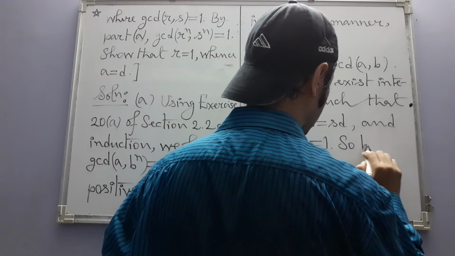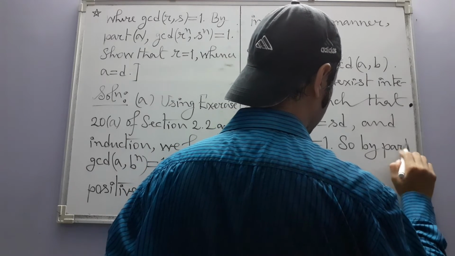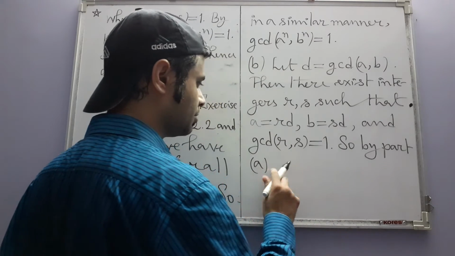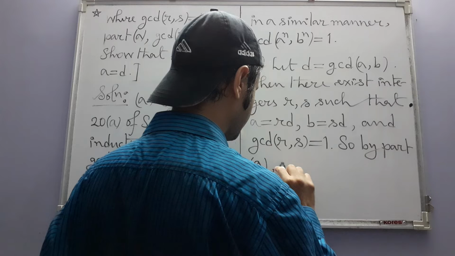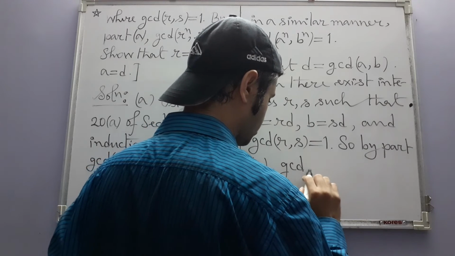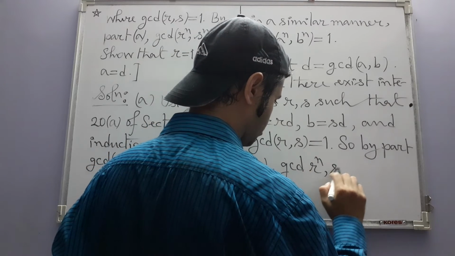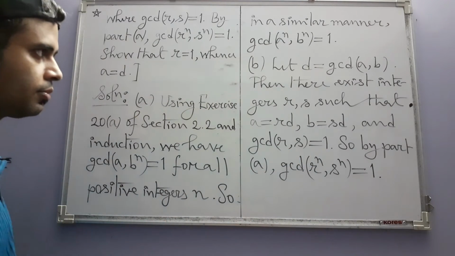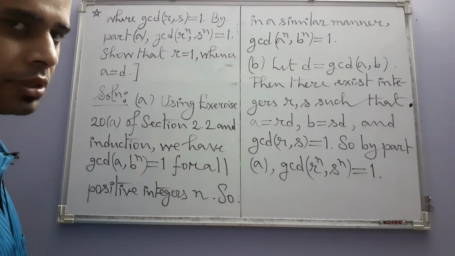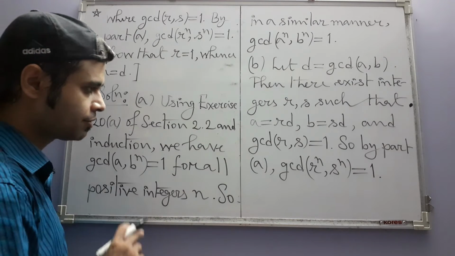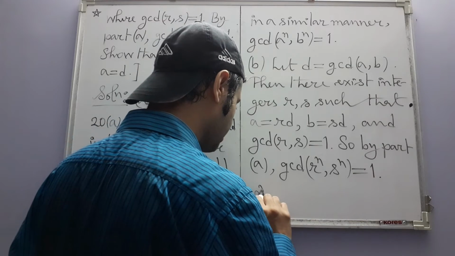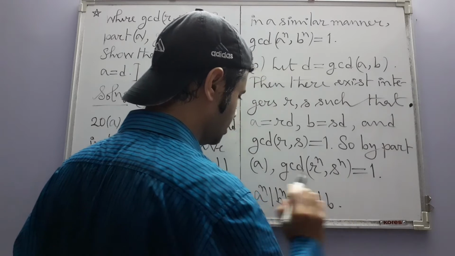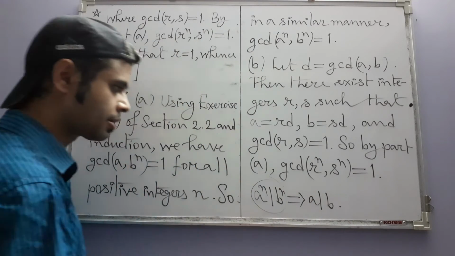So by part A, because R and S are relatively prime, so will their nth powers. But now let's just remember what we have to do here. We have to show that if A to the power n divides B to the power n, then A divides B. So let us now start with this hypothesis.